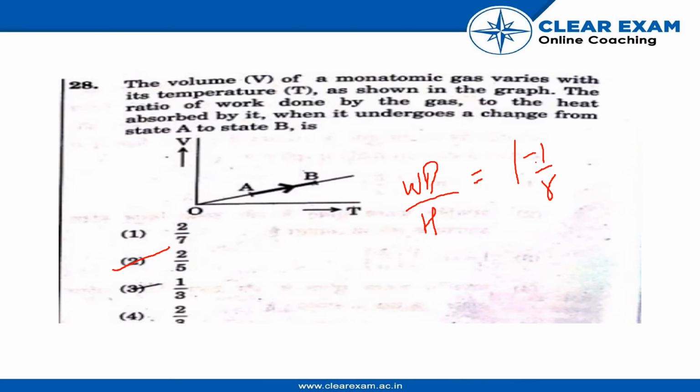We just need to solve nCp delta T minus nCv delta T upon nCp delta T. So n and delta T will get cancelled as we take it common. So Cp minus Cv upon Cp will give 1 minus 1 upon gamma, and the value comes out to be 2 by 5. So the correct option to this will be 2 by 5.